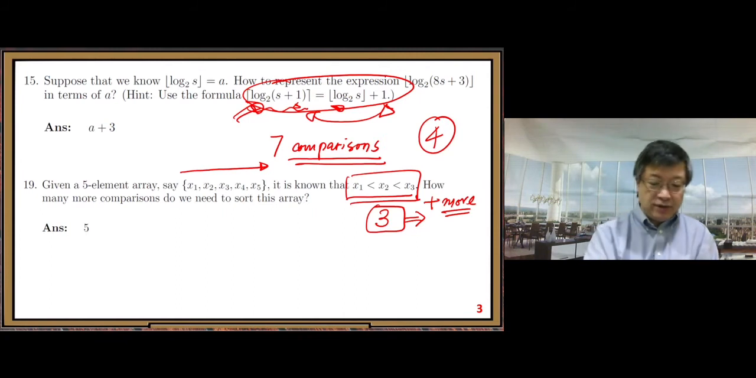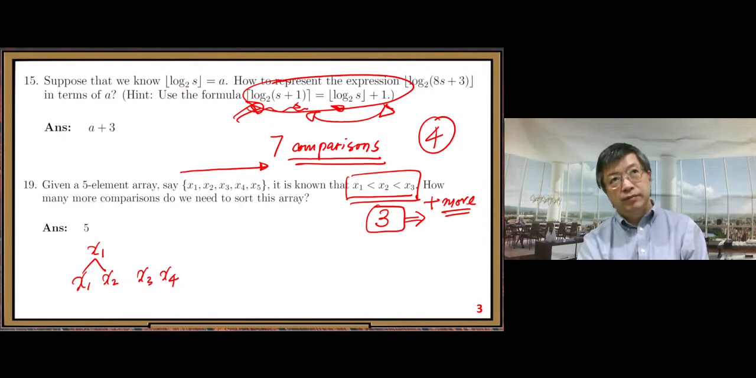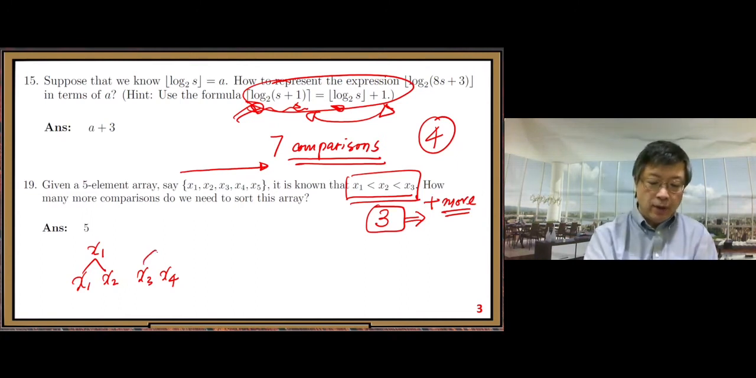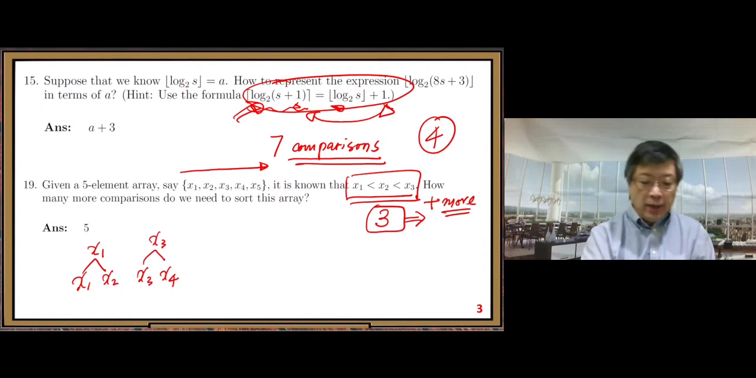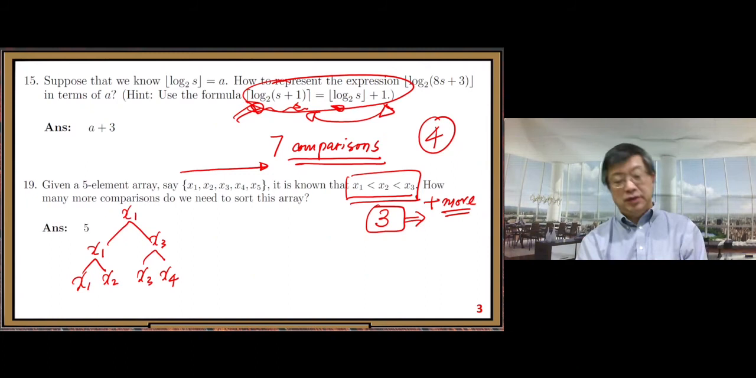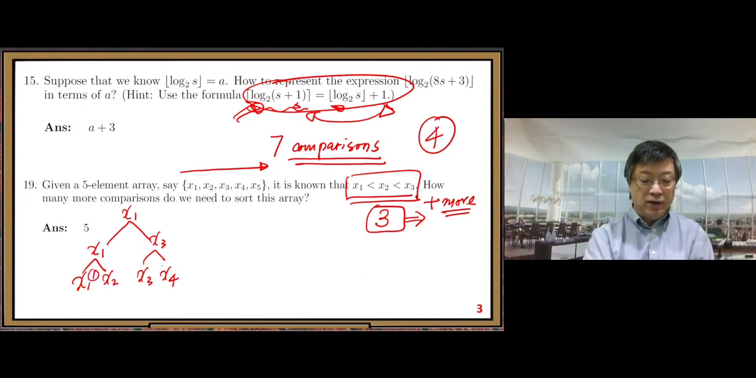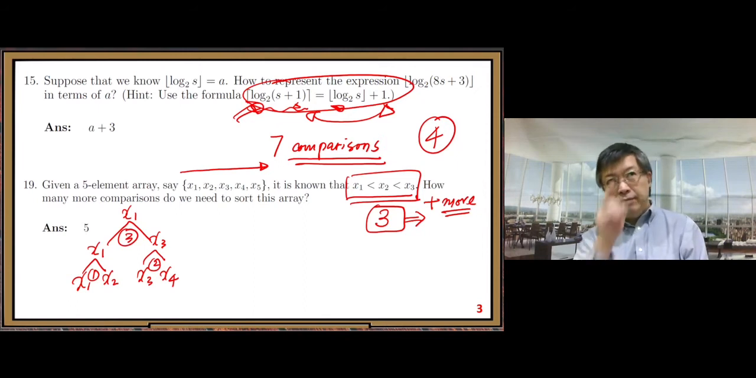So what do we get? Look at this: x1, x2, x3, x4. One comparison, assume x1 less than x2, x3 less than x4. Another comparison, x1 less than x3. So that's 3 comparisons, right? 1, 2, 3. After that, what do you get after 3 comparisons?